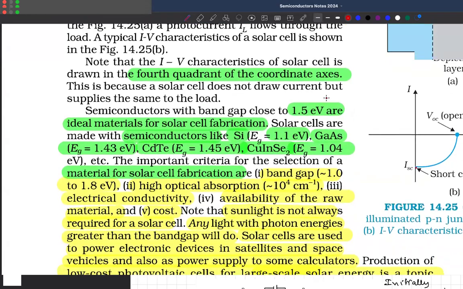So semiconductors with a band gap close to 1.5 electron volts are ideal for solar cell fabrication. Solar cells are made up of semiconductors. Like for example, you choose silicon at 1.1 electron volts, gallium arsenide at 1.43 electron volts. And this is another semiconductor which is close to 1.45 electron volts. Another combination, 1.04.